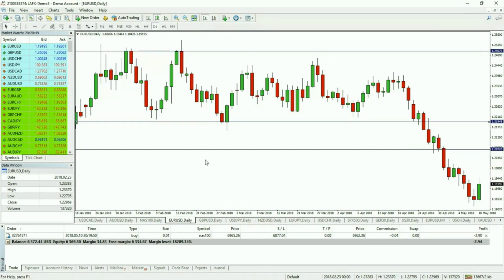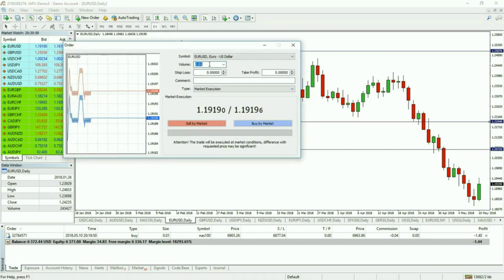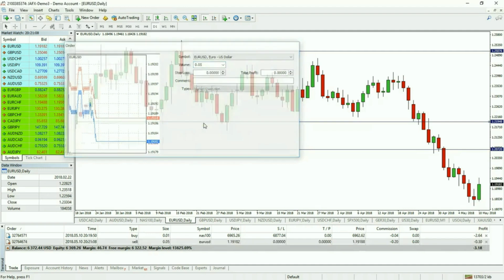What I'm going to do is trade perhaps 5,000 euros against the dollar in my portfolio here. What I'm looking to do is actually sell this market. So what I'll do then is go to my volume. I'll go to 0.05. That is, of course, a nominal trade value of 5,000 euros. And I'm actually going to sell this again.